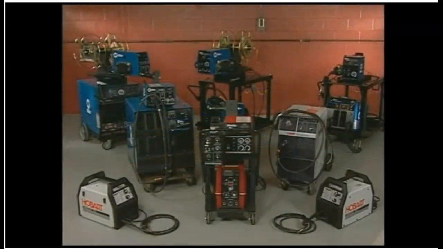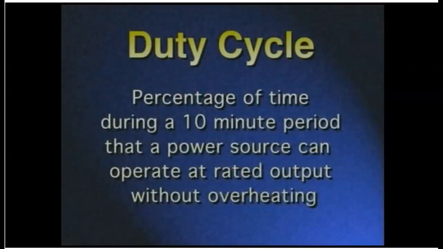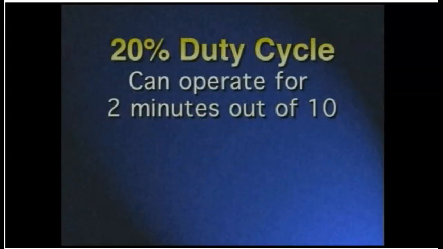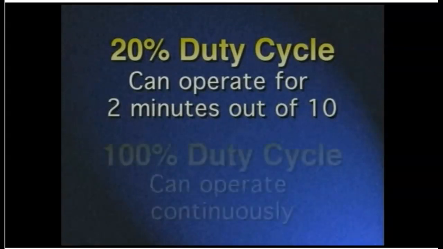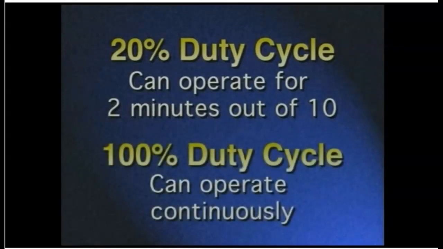Gas metal arc power sources include transformer rectifiers, generators, and inverters. They range in size from light-duty compact units to 100% duty cycle machines. Duty cycle refers to the percentage of time during a 10-minute period that a power source can operate at rated output without overheating. So a 20% duty cycle means that a power source can operate for 2 minutes out of 10. And a 100% duty cycle means a power source can operate continuously at its rated output.